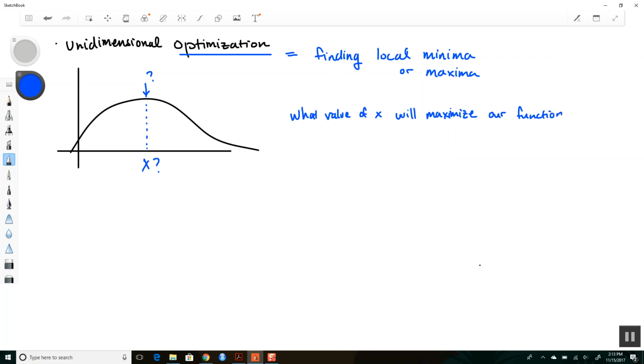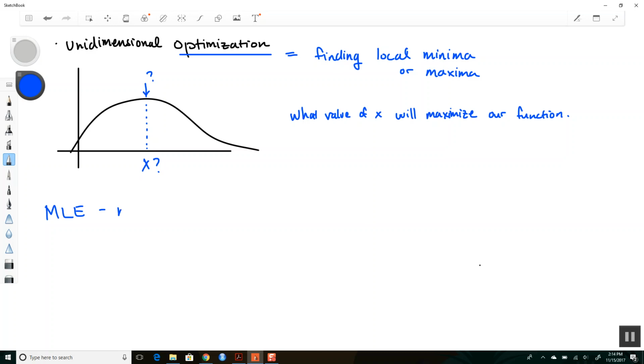All right. Now, why would we want to bother maximizing a function? What kind of function might we want to maximize that will be useful in the context of statistics? The likelihood function. Very good. All right. Exactly.